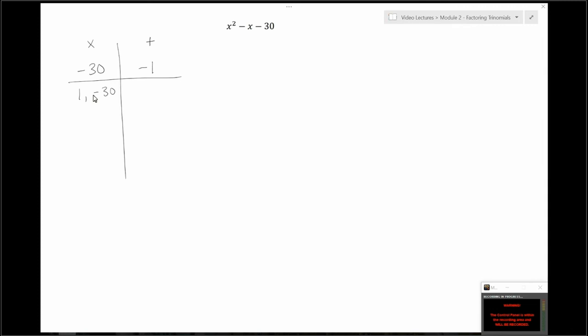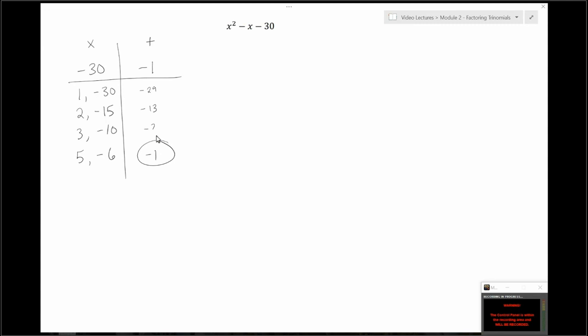So 1 and negative 30 go in order, 2 and negative 15, 3 and negative 10, 4, well 4 doesn't divide it, but 5 sure does, minus 6. And then if I said 6, that would be 6 and 5, and I know I'm now repeating myself. So I have my options. I can just go straight across and check them. But if you were adding as you go, you could figure out which one was the correct pair. So our pairing is 5 and negative 6.